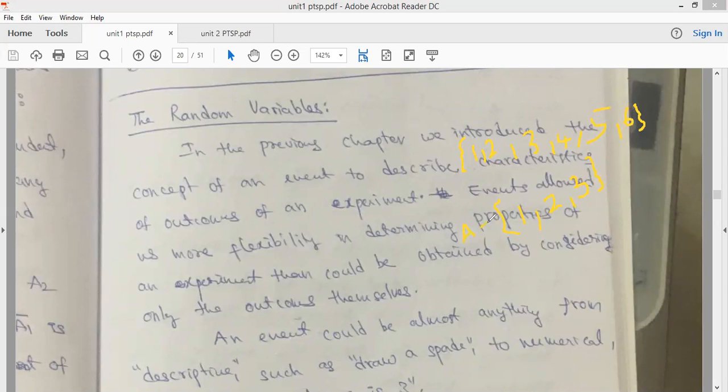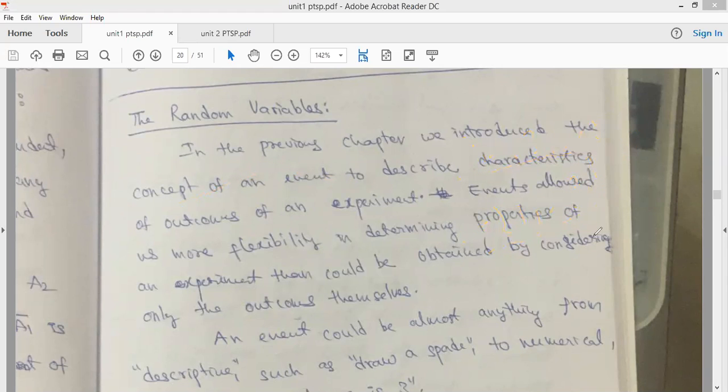The event will give you the characteristics of the experiment, while the experiment itself has only the outcomes. So the concept of an event describes the characteristics of the experiment, and events also give us the properties of the experiment. So we can have values less than or equal to 3, greater than or equal to 3, like that. It also gives the properties of the experiment. That is the importance of the event.